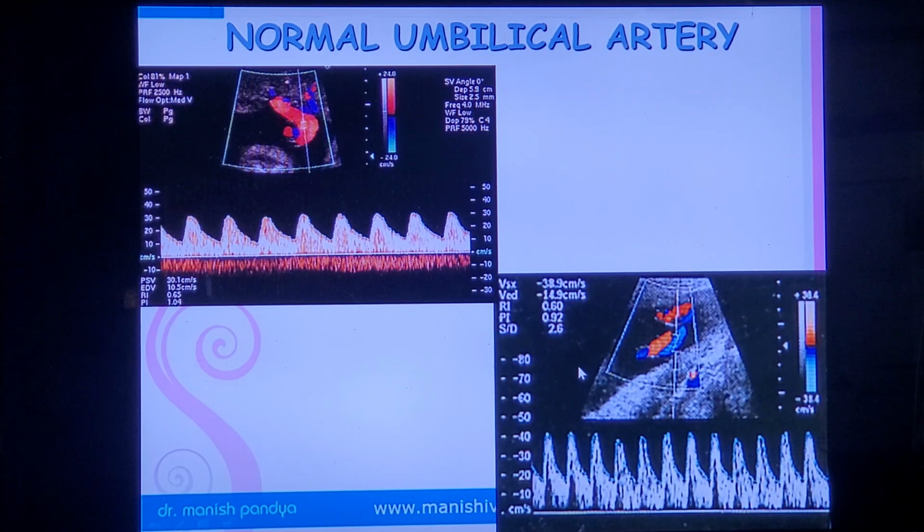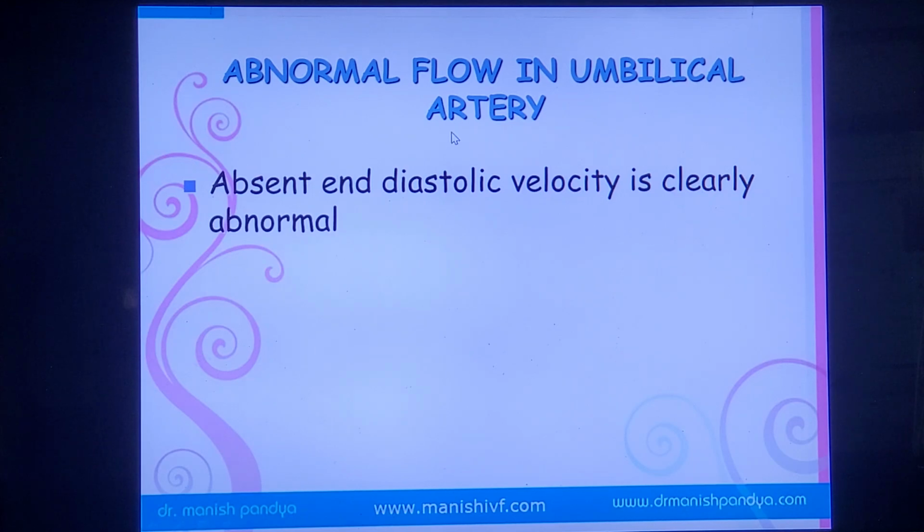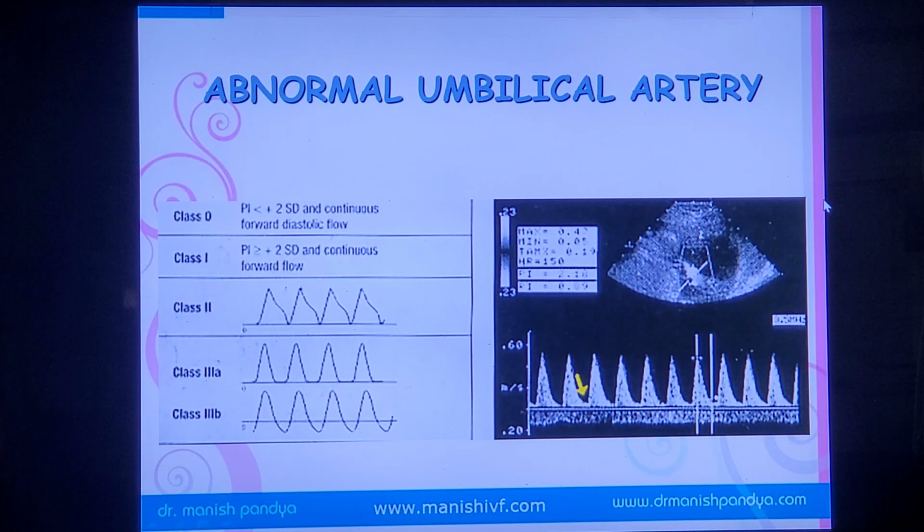So when the umbilical artery becomes MCA and MCA becomes umbilical, there is reversal of the CP ratio, that is, the cerebroplacental ratio. Absent end diastolic velocity is clearly abnormal. So how can you differentiate the umbilical artery Doppler in classes? Class 0 means PI is less than 2 SD and a continuous forward pattern, that is the normal pattern.